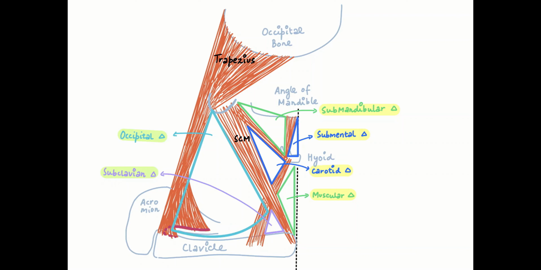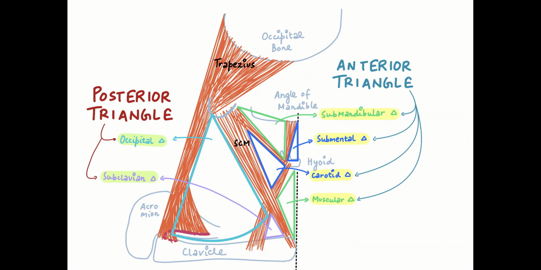This is a lateral view of the neck showing all the triangles of the neck. But to understand them, we first need to know the anatomy of two important muscles of this area, that is the sternocleidomastoid and the trapezius. So this video is divided into two parts. Part 1 deals with the anatomy of important muscles and part 2 deals with the triangles, while the contents of each triangle will be dealt with separately in future videos.